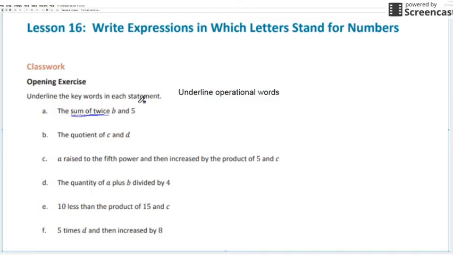This part right here is the important phrase because of course sum means to add and twice means to multiply by 2. All right, so if we continue going down here, it says the quotient of C and D. Well, once again, the operational word here is quotient. Of course, quotient means division.